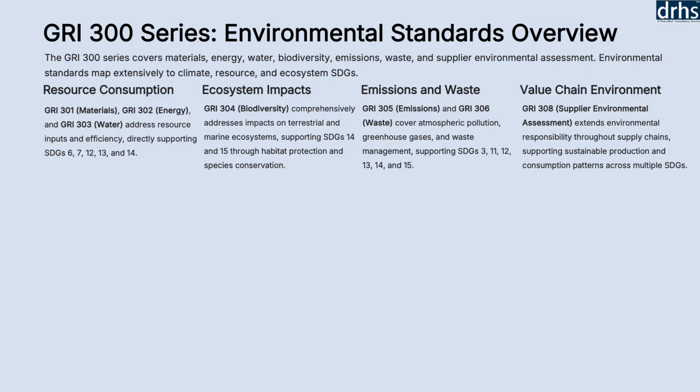Value chain environmental impacts. GRI 308, Supplier Environmental Assessment, extends environmental accountability beyond direct operations. It requires disclosure of environmental screening of suppliers, identified risks, and corrective actions, reinforcing responsible sourcing and value chain sustainability aligned with SDGs 12, 13, 14, and 15.